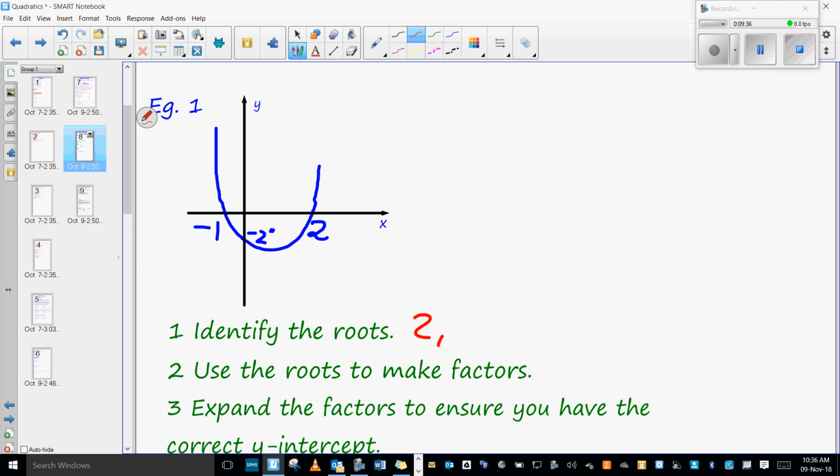It says then use the roots to make factors. What that means is that we need to, because we know it goes through the value of positive 2 and negative 1, if I was writing it in factorized form, what would I have in my brackets? X minus 2, x plus 1. Awesome.